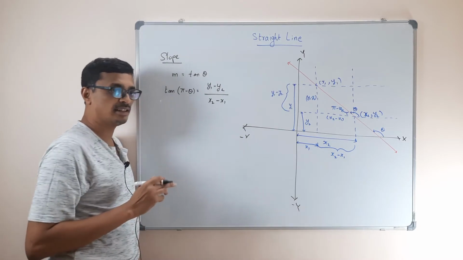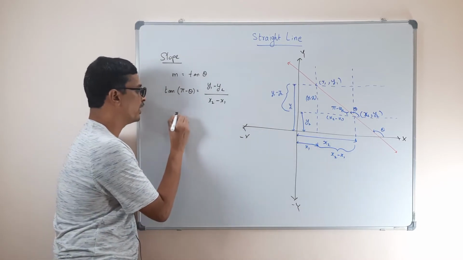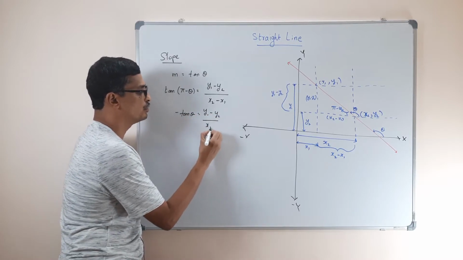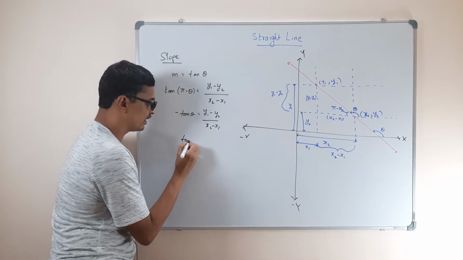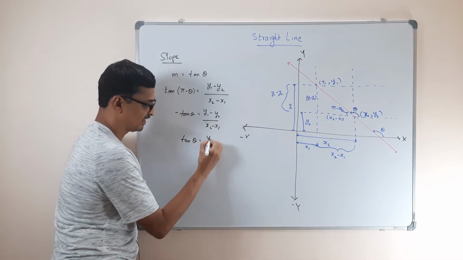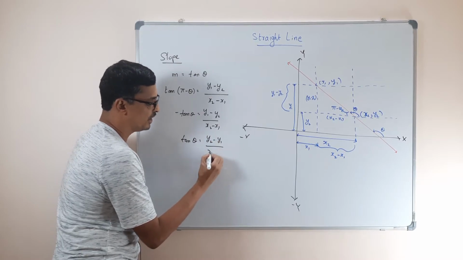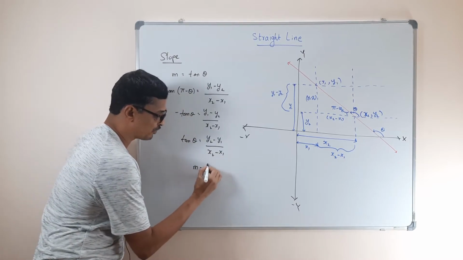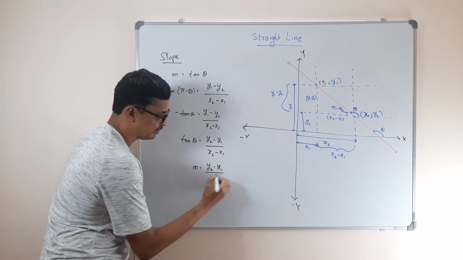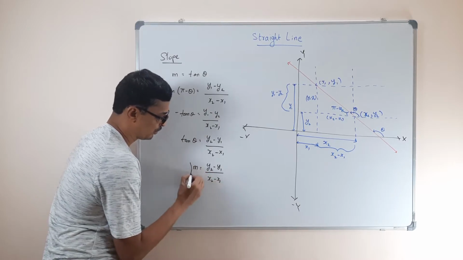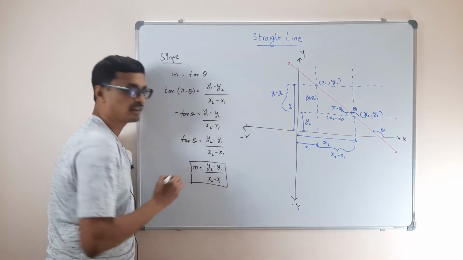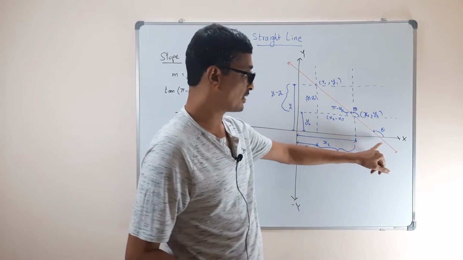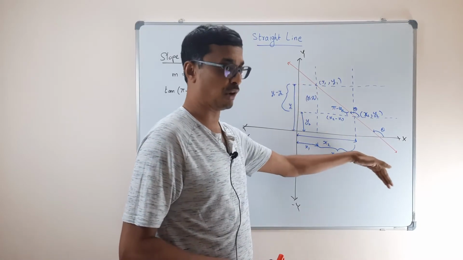Now tan pi minus theta is again in the second quadrant. So it becomes minus tan theta equal to y1 minus y2 divided by x2 minus x1, or tan theta, if I take minus here, correct, y2 minus y1 divided by x2 minus x1, correct? Therefore, the slope will have the formula y2 minus y1 divided by x2 minus x1. So, this is the slope of a straight line. Okay. So, what are the quantities we have seen? A straight line has an x-intercept, y-intercept, and the slope also.